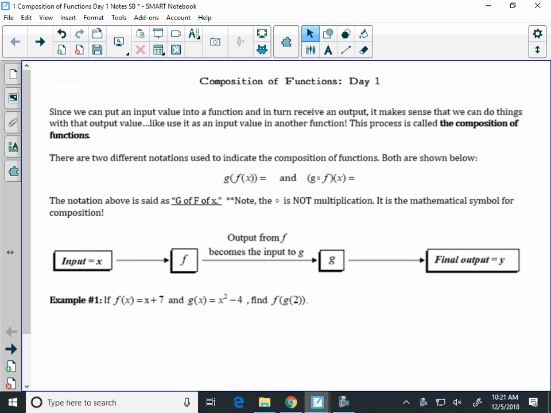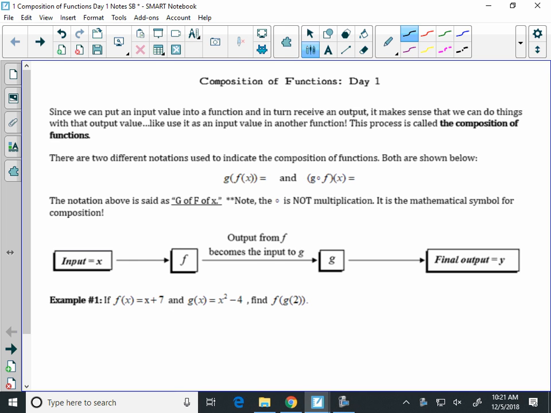A video for the Blended Algebra 2 class, Unit 2, Lesson 1. All right, so Unit 2 is about linear functions, and we're going to work today on composition of functions. Composition of functions builds off of what you were doing on your last unit test for Unit 1.